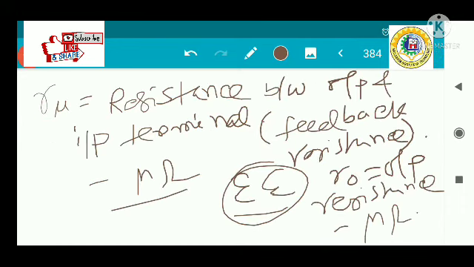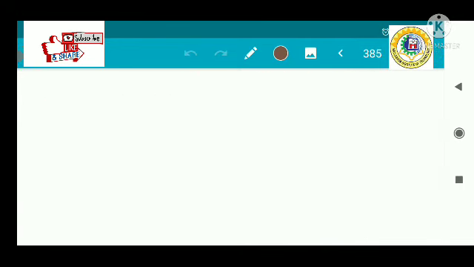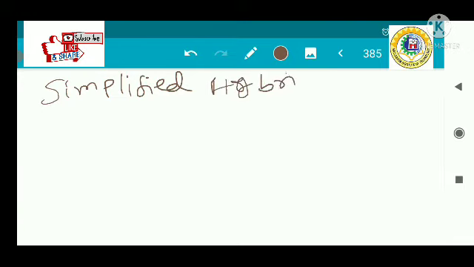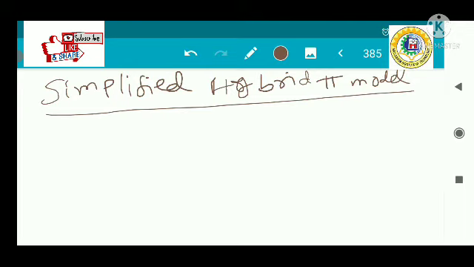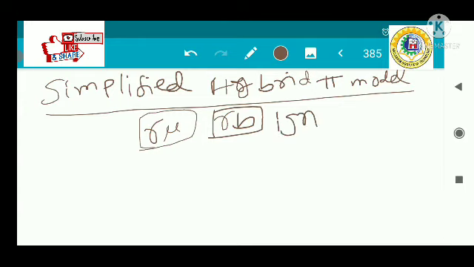Whenever we consider the simplified hybrid pi model, this total model is not required. So in the simplified hybrid pi model, what do we want to consider? We want to consider only this: R mu can be ignored, and your RB can also be ignored.